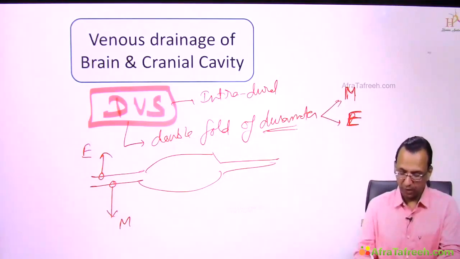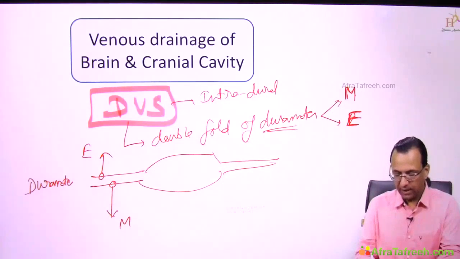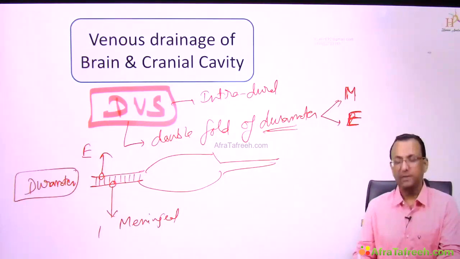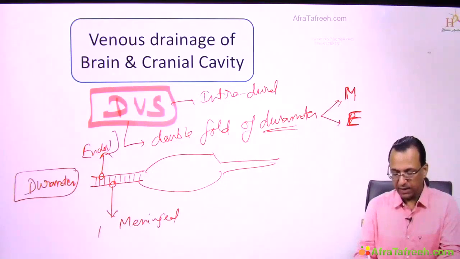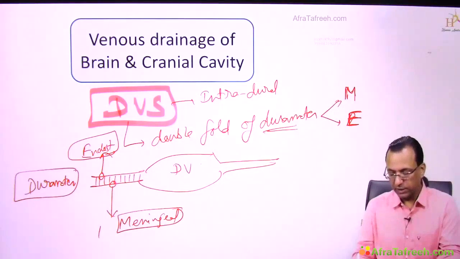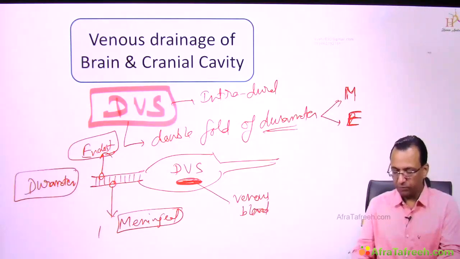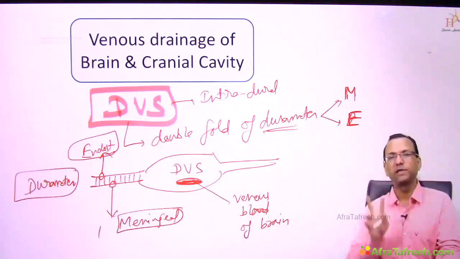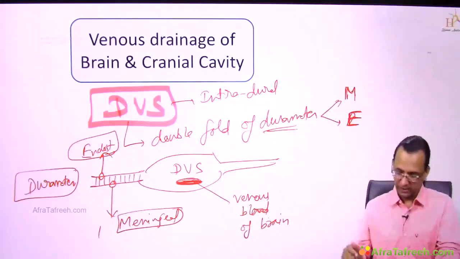So this is dura mater, and it has two layers which are fused with each other. Towards the brain is the meningeal layer, and towards the skull, outside, is the endosteal layer, and then sometimes they separate. When they separate, what is there? Dural venous sinus. And what is inside the dural venous sinus? Venous blood of the brain. So the dura mater splits to enclose the dural venous sinus.